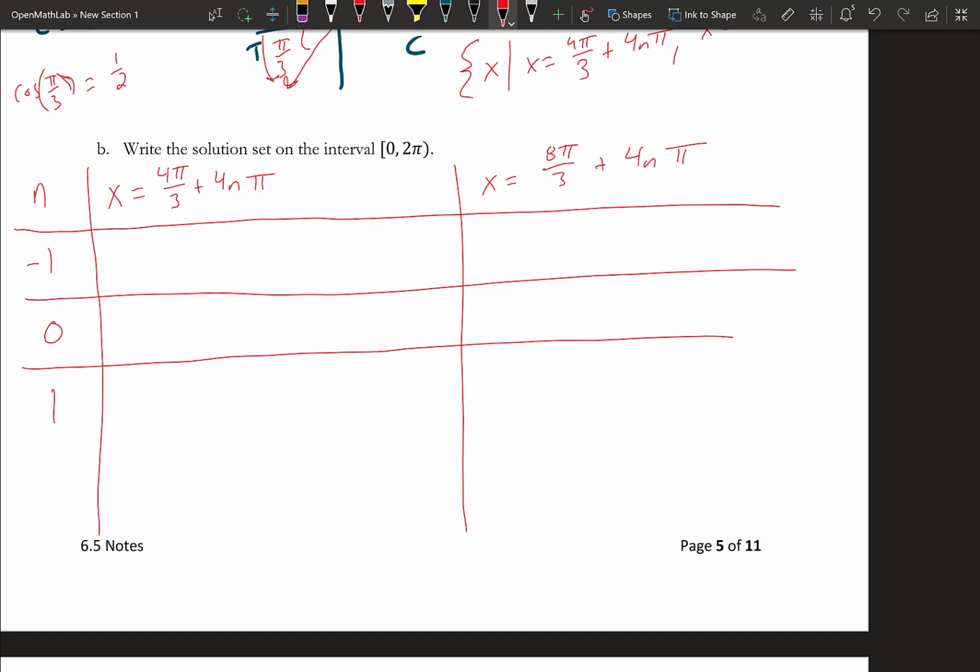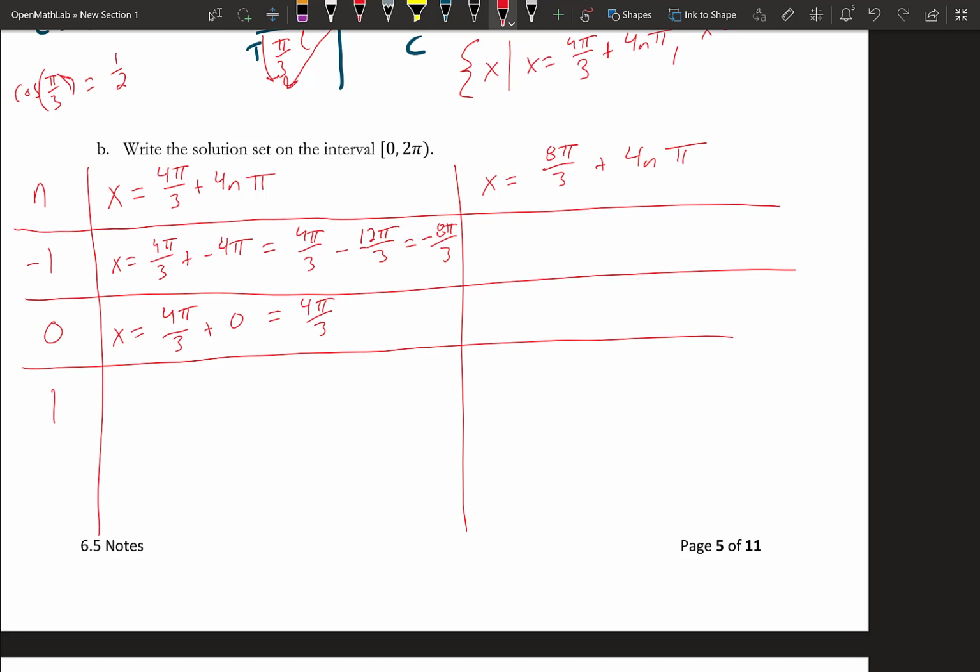So like in the first one, if I plug -1 in, I get 4 pi over 3 plus -4 pi, which is just equal to 4 pi over 3 minus 12 pi over 3. Getting a common denominator of 3, that gives me -8 pi over 3. So that one doesn't work. That's less than 0. And then if I plug in 0, we would get x equals 4 pi over 3 plus 0, that would be 4 pi over 3.